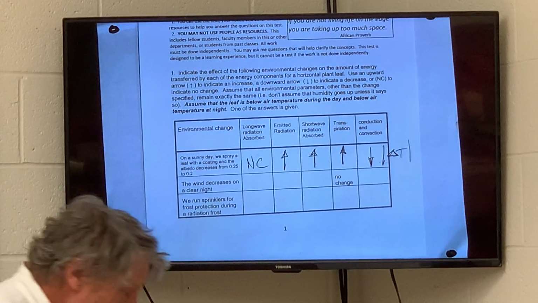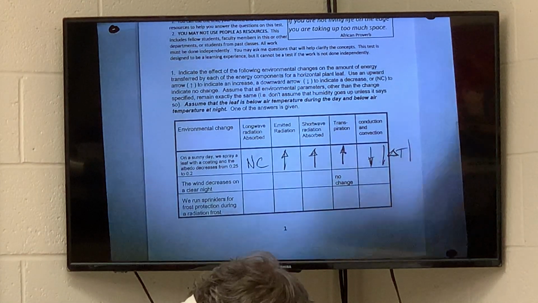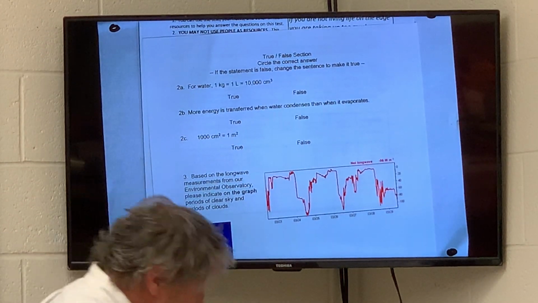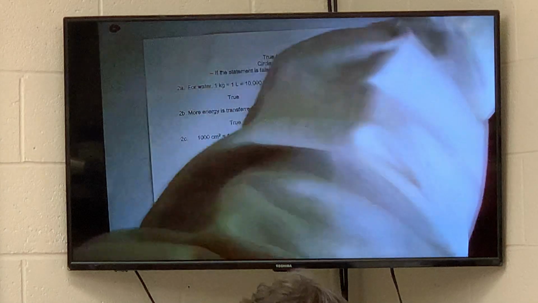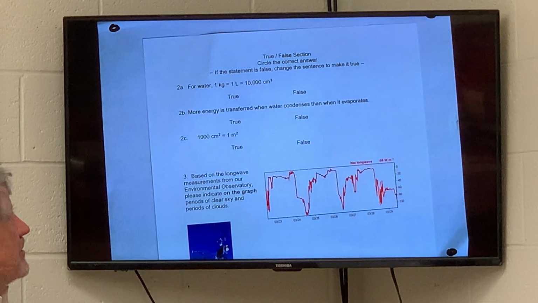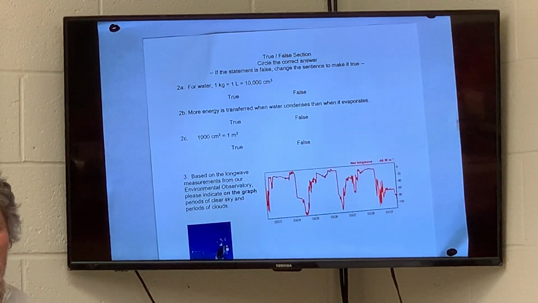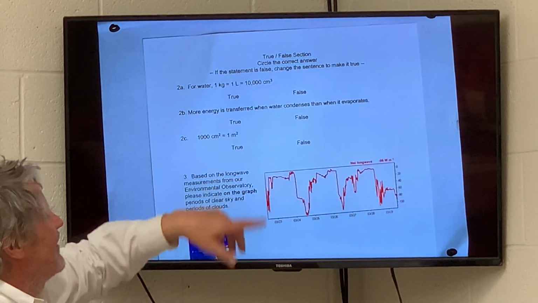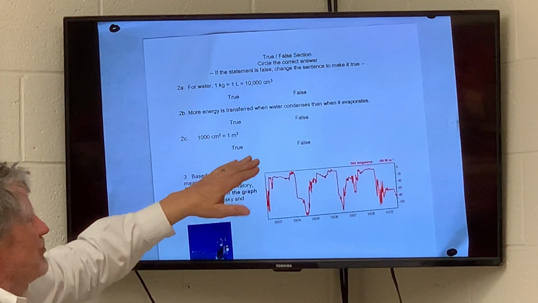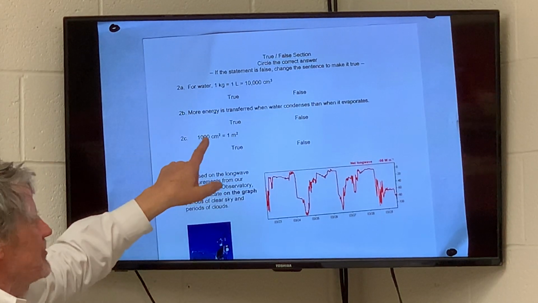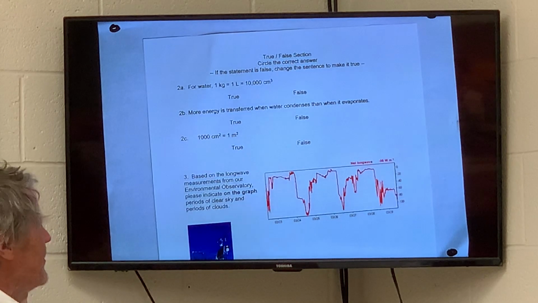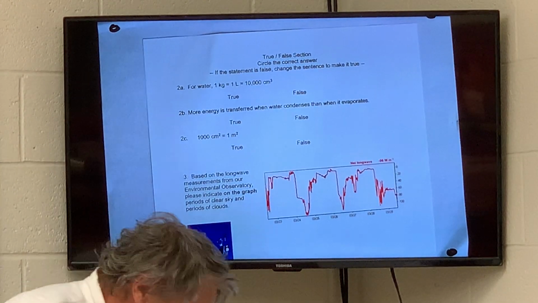So let's go now to the second page. These are just true false. They're a little bit tricky. I can give you a hint. All of these are false. There's like little typos. All of these are false, and you have to look for the exact details. So if you can't see why they're false, send me an email.